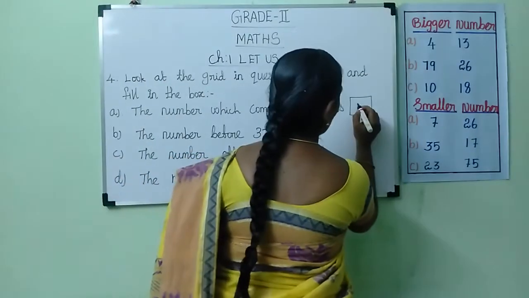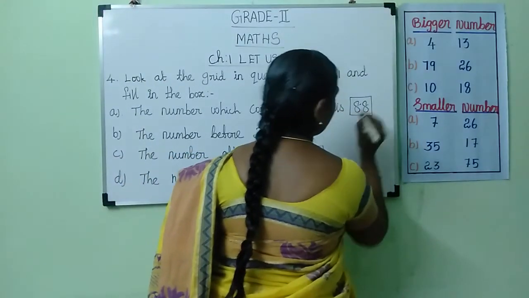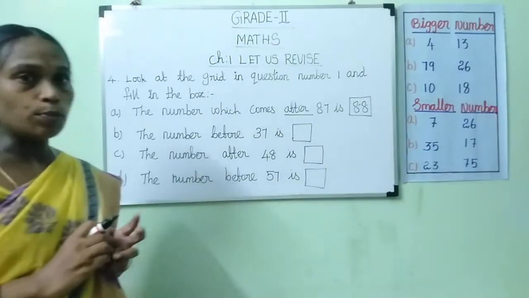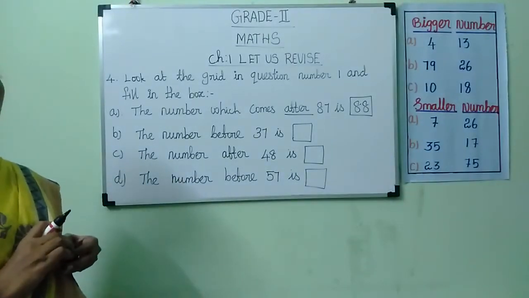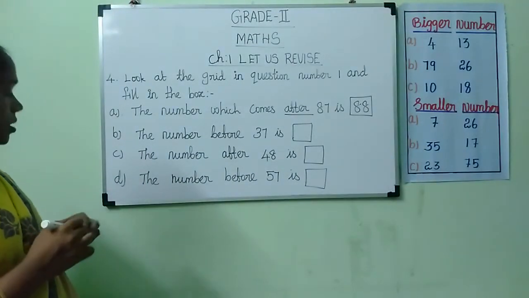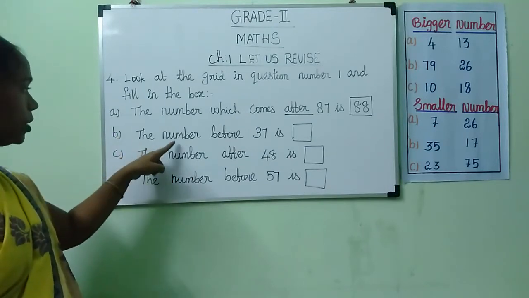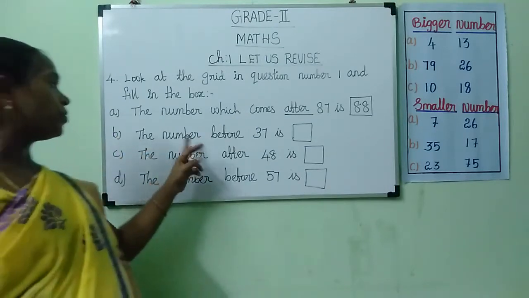You should write in the box 88. See in your book, page number 6. Okay. See, next question.